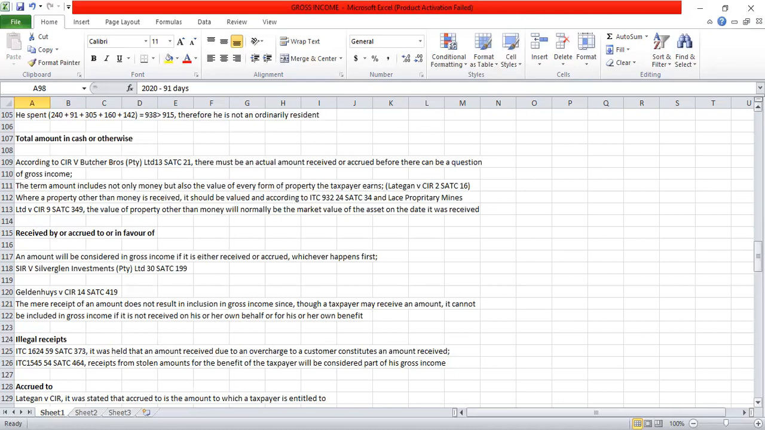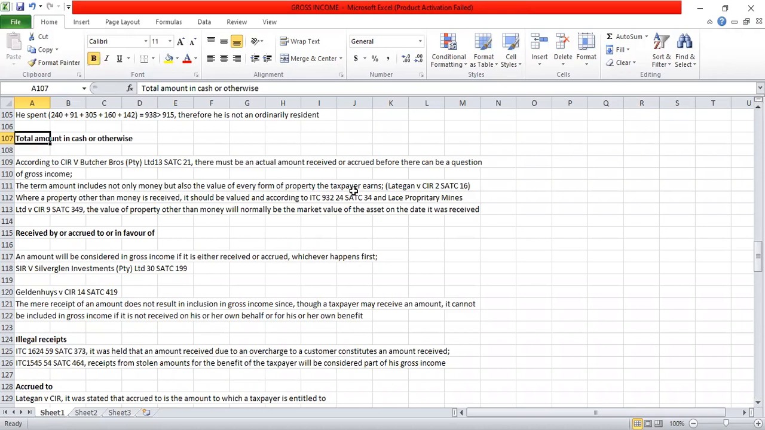So the residence test just determines the basis upon which we determine your tax. That is, should we determine it on all the income that you get throughout the whole world if you're a resident, or, if you are not a resident, only the income that you get from South Africa. That's the purpose of the residence test.